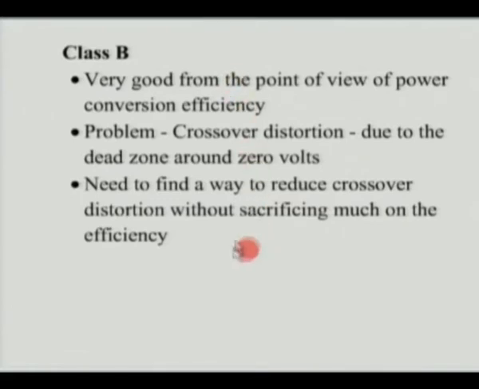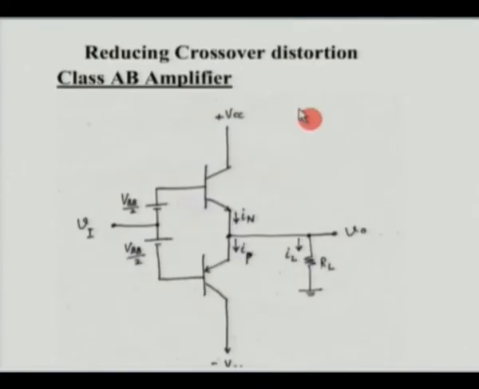So class B is very good from the point of view of efficiency, but it is very bad from the point of view of crossover distortion. So we need to find a middle path. We need to find a way of reducing the crossover distortion without sacrificing much on the efficiency. Now this is where the next class of amplifier comes into picture, and class AB amplifier is the amplifier which is actually used in practice.